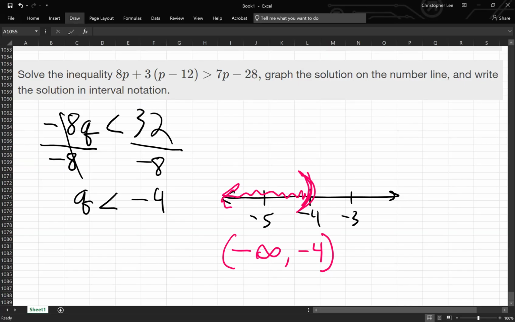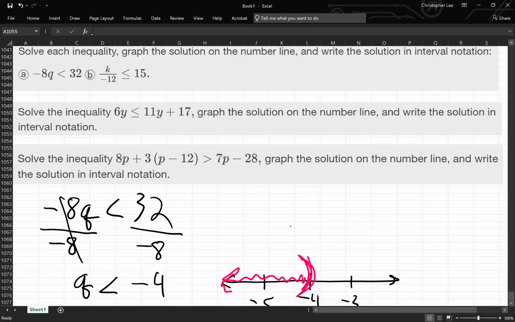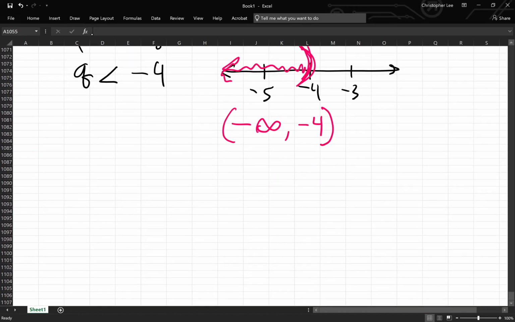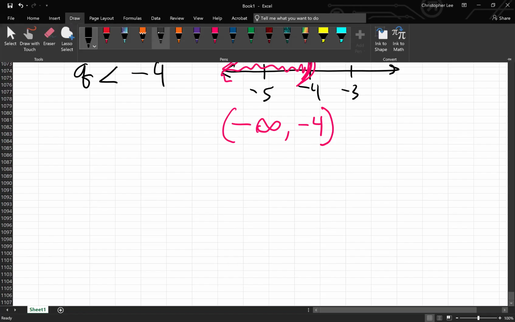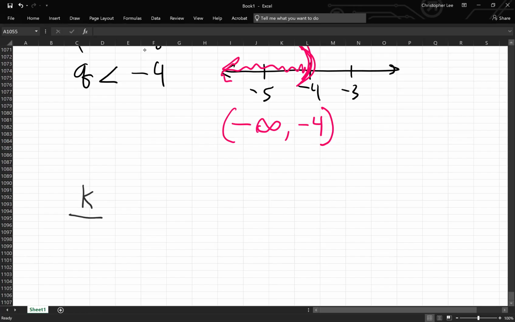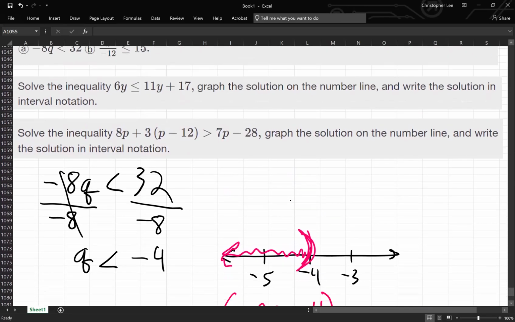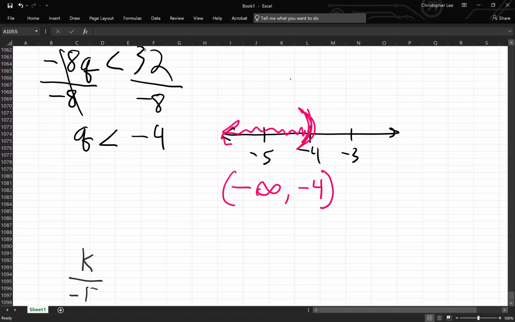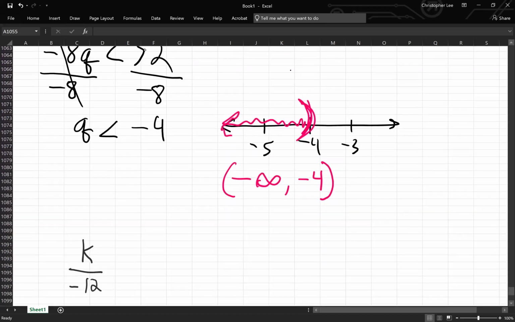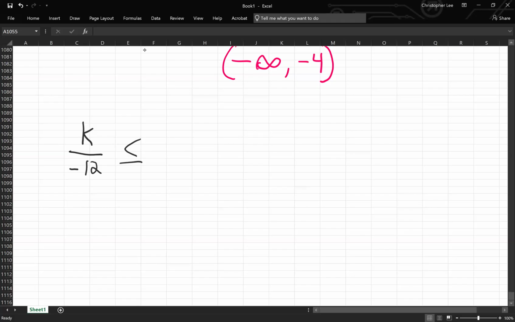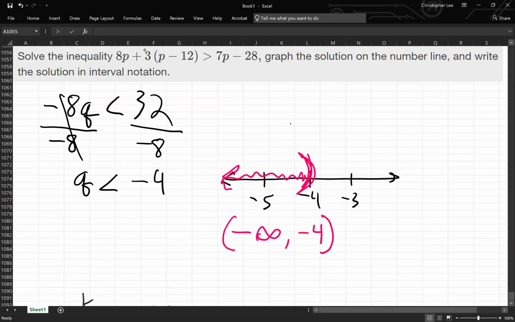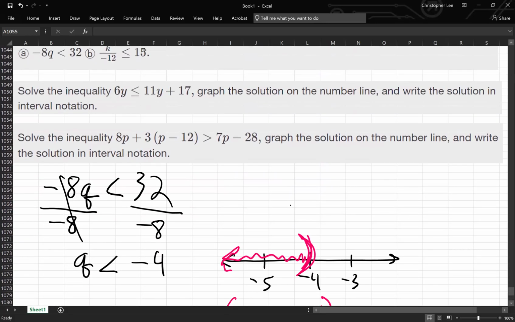Awesome. All right, let's try the next one. I'm gonna be scrolling a lot, so just bear with me. All right, so I have K over -12, right? And then the inequality is less than or equal to -15. Is it -15 or +15? 15. Go ahead, what were you gonna ask?